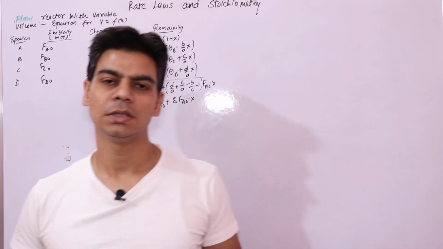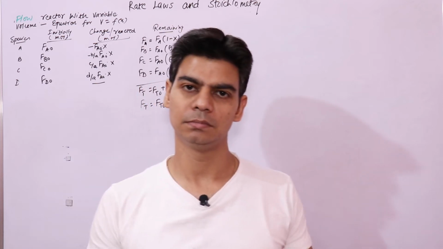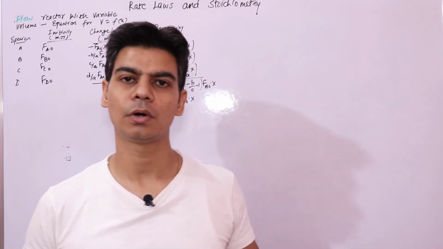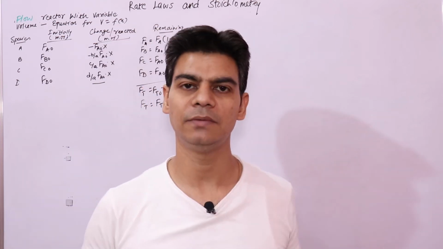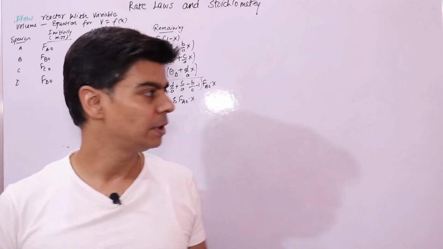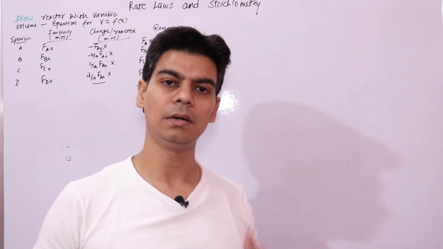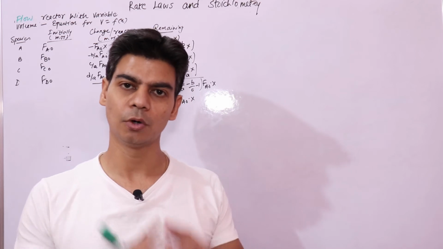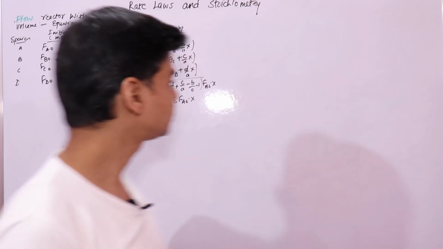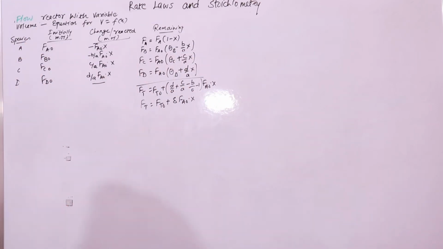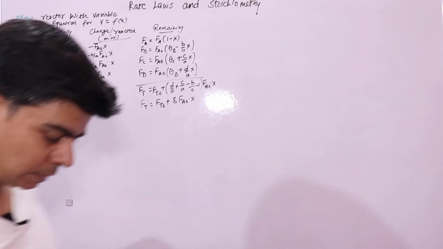Now in this video lecture we would be deriving a similar relation to the one we derived for the variable volume batch reactor in the previous lecture. We would be deriving the relation here for variable volume flow reactors, right? So here, a flow reactor with variable volume.